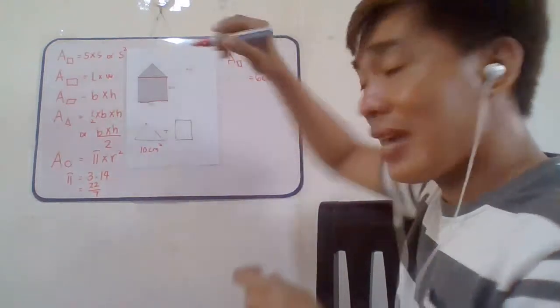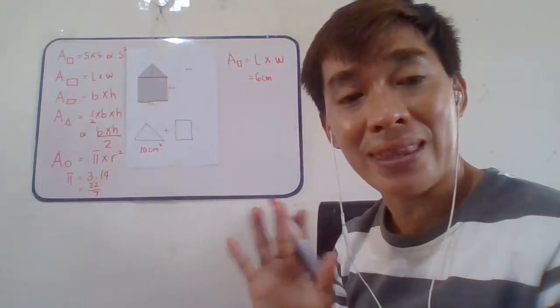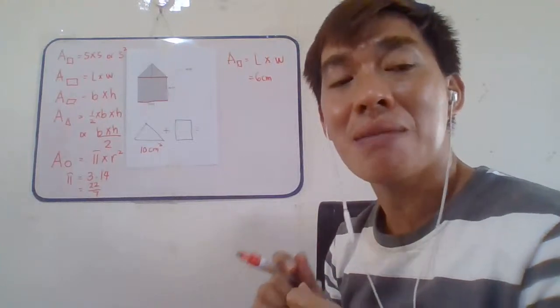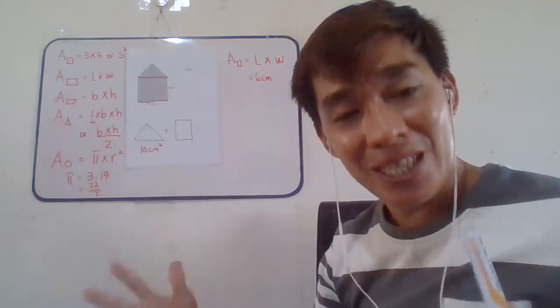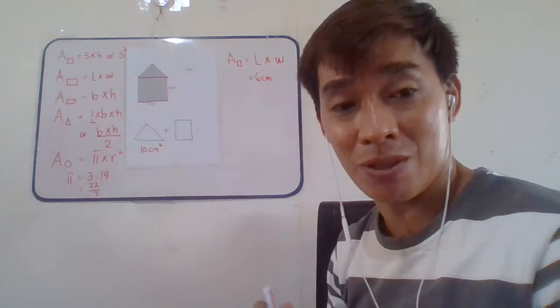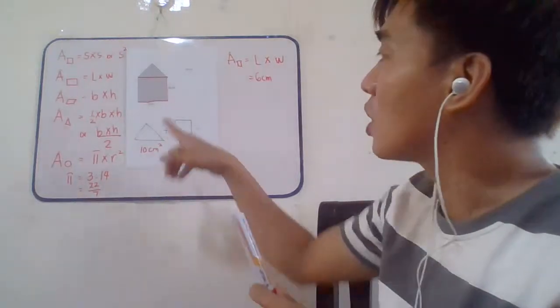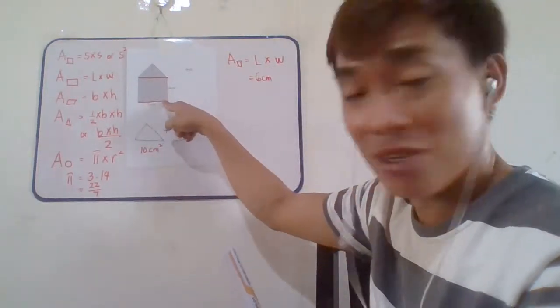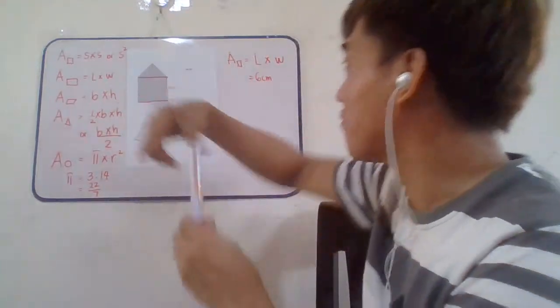Okay? Our length is not fixed, it depends on the positioning. Basically, whichever side is longer, that is the length, and the shorter side is what we call the width. Okay, so the length here is 6 centimeters. Okay, and the width is 5 centimeters.